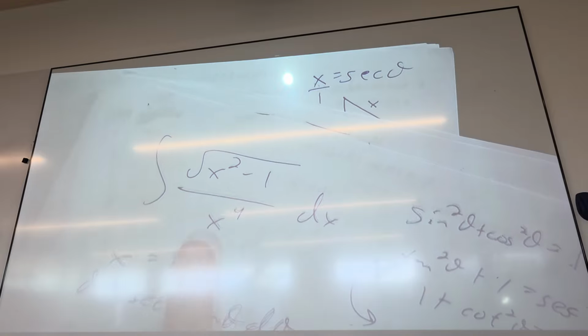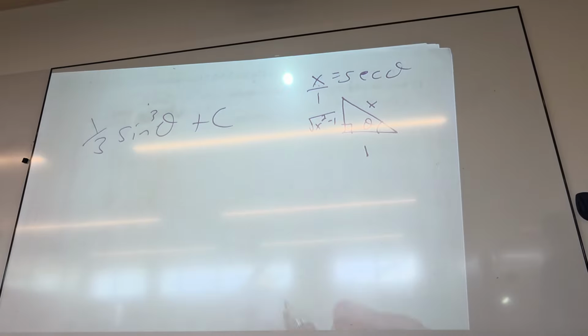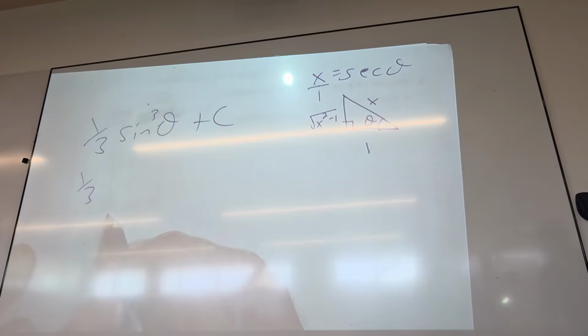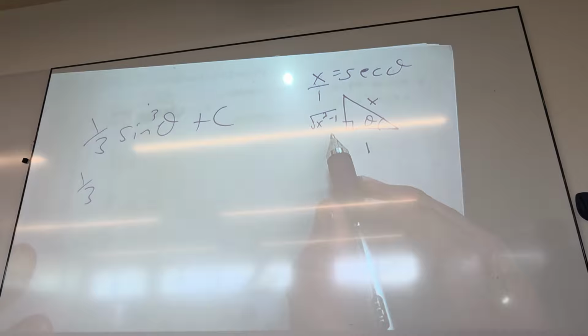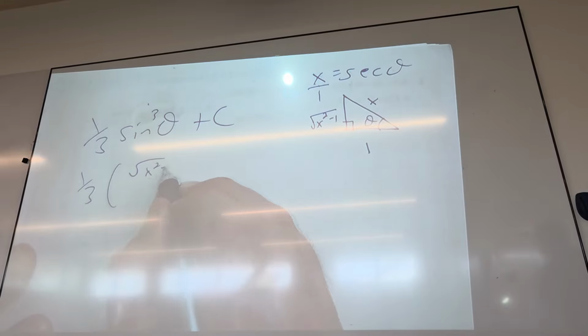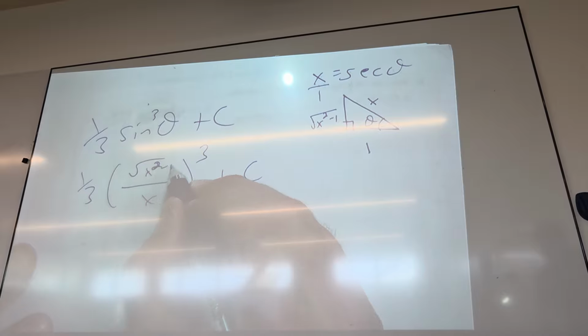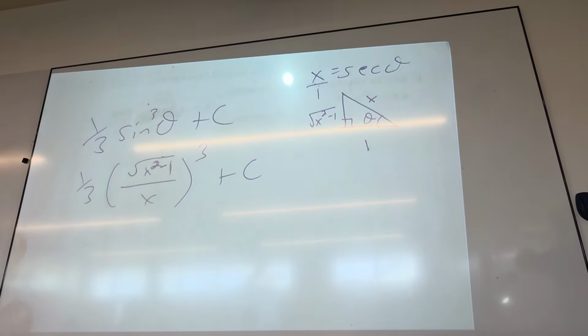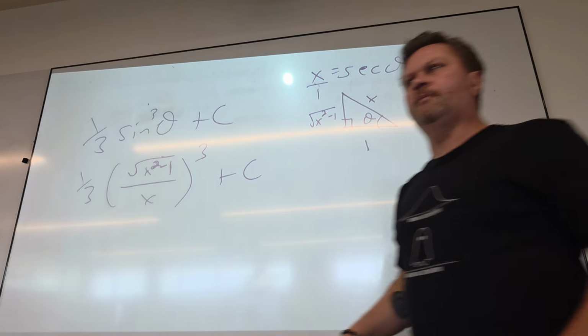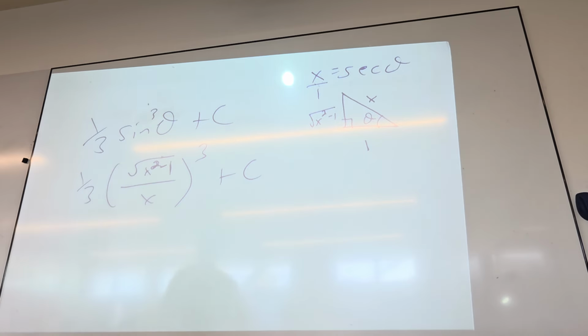So what is sine? Radical x squared minus 1 over x, all cubed. Good. And that's fine with me. I mean, you could do some simplifying there, but not really. Nothing meaningful, so yeah, I would just leave it like that. That's crazy.